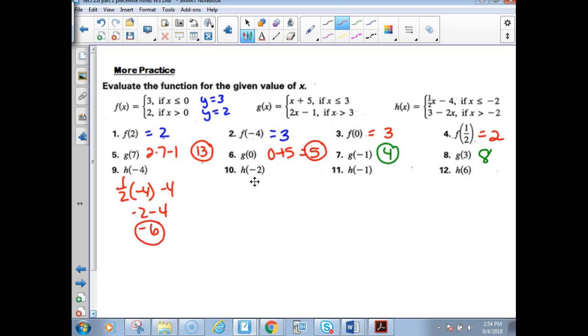Value for the next one says h is negative 2. You have to check which one's including that value, and that would be the first one. So we'd be doing a half of negative 2. My pen's stuck. Half of negative 2 minus 4. So that'd be negative 1 minus 4, negative 5. All right, you do number 11 and 12, please.